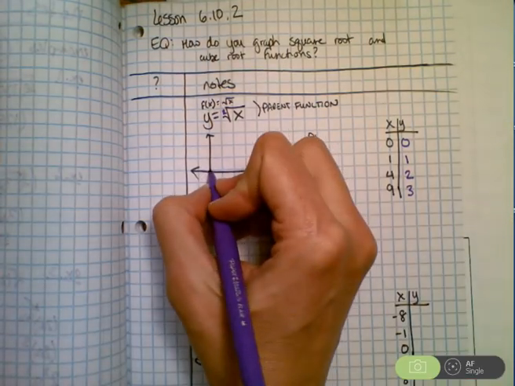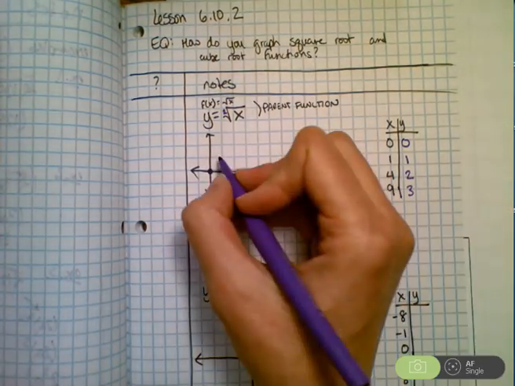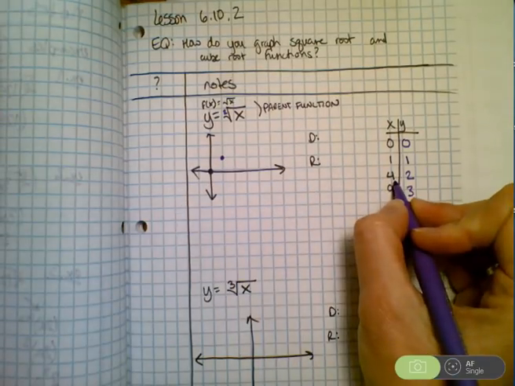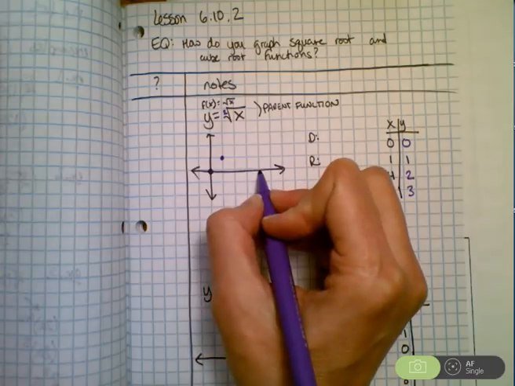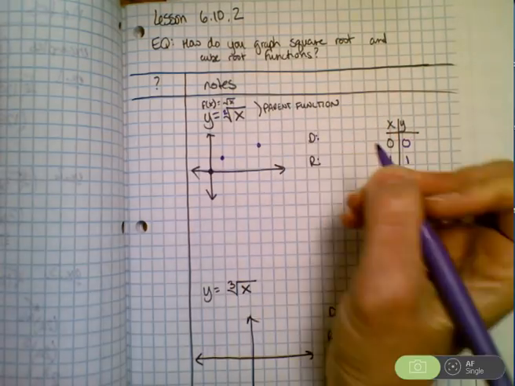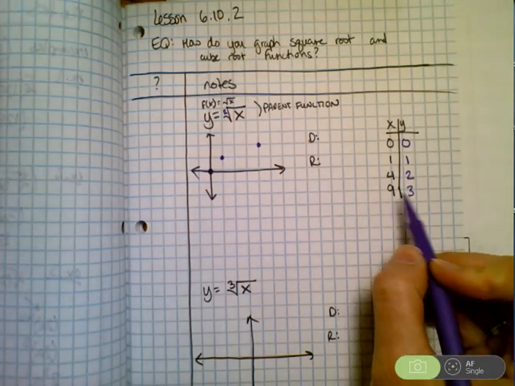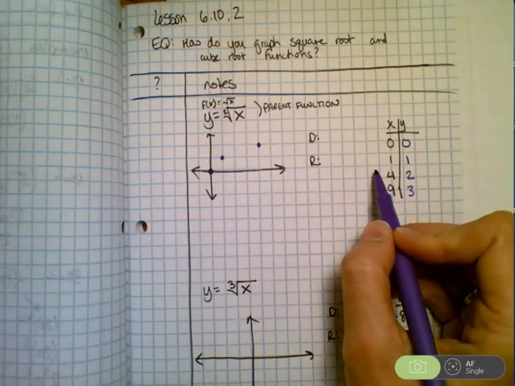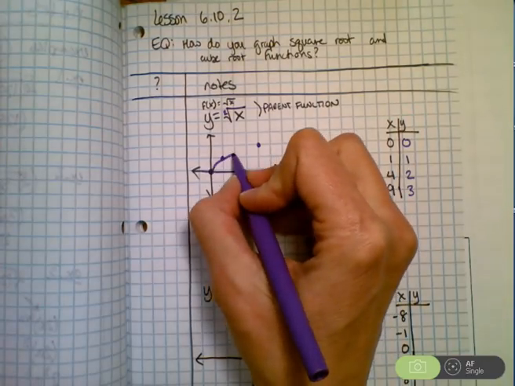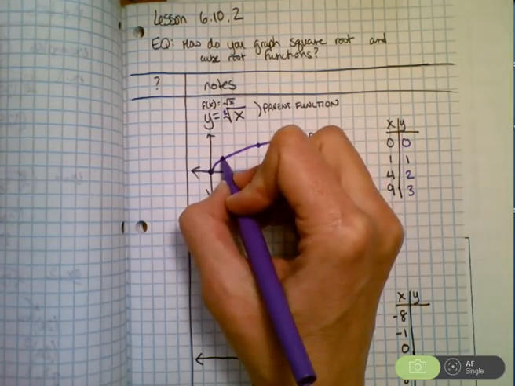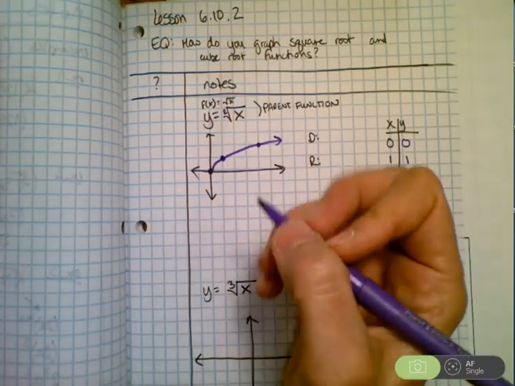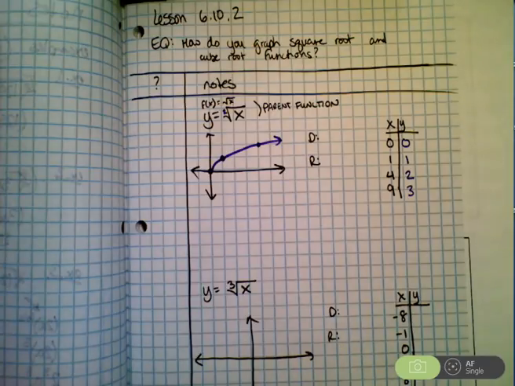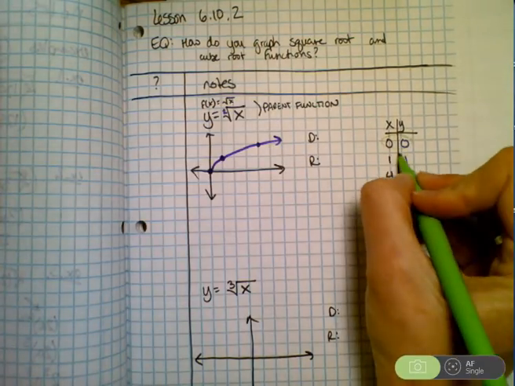So 0, 0, I'll start here. 1, 1 is here. And then the next one goes all the way out to 4, 2. So 1, 1, and then 2, 3, 4, and up 2. You can see by the time I get to 9 and 3, I'd be way out here on my graph. But I don't need that much of it to show you the parent function, and so that you can see really the points we're going to use as reference points. And those are always going to be this 0, 0, and 1, 1.